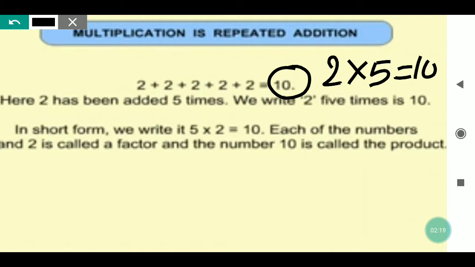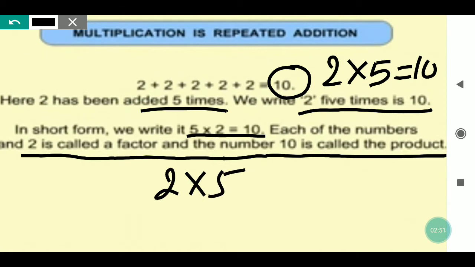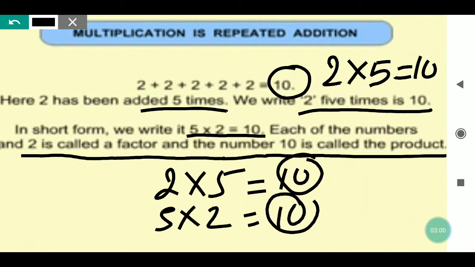Here 2 has been added 5 times. We write 2 five times, which is equal to 10. In short form we can say we write 5 into 2, and 2 is called a factor and the number 10 is called a product. 2 is called the factor, whereas 10 is called the product. If we write 2 into 5 or 5 into 2, in both cases we are going to get the same product, that is 10 only.